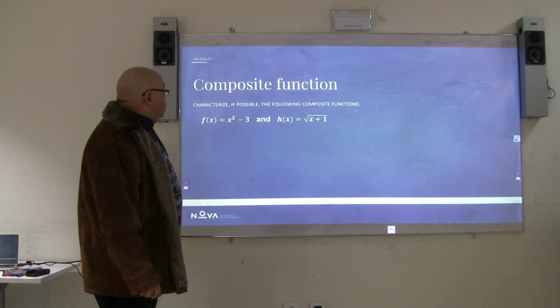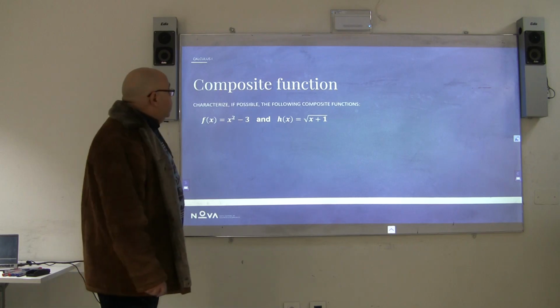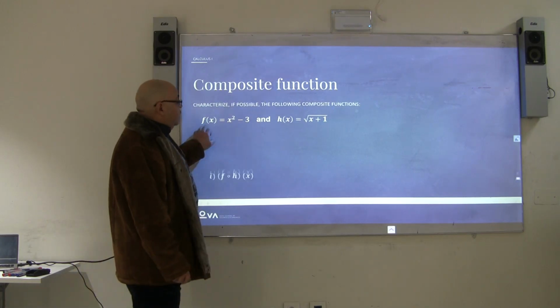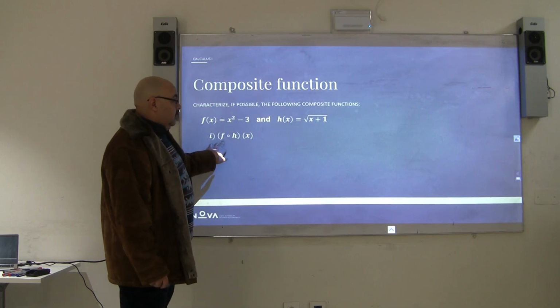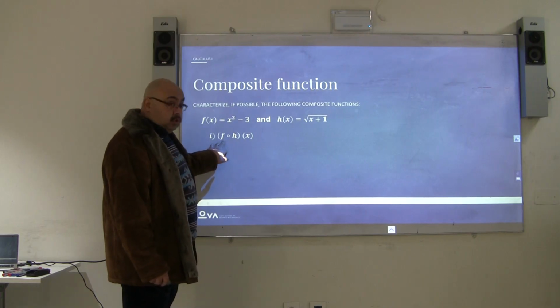Those are some examples, as you can see. This is from R to R, into R to R. So if I want to get f composed with h, it will be possible. If I want to get h composed with f, it will also be possible.